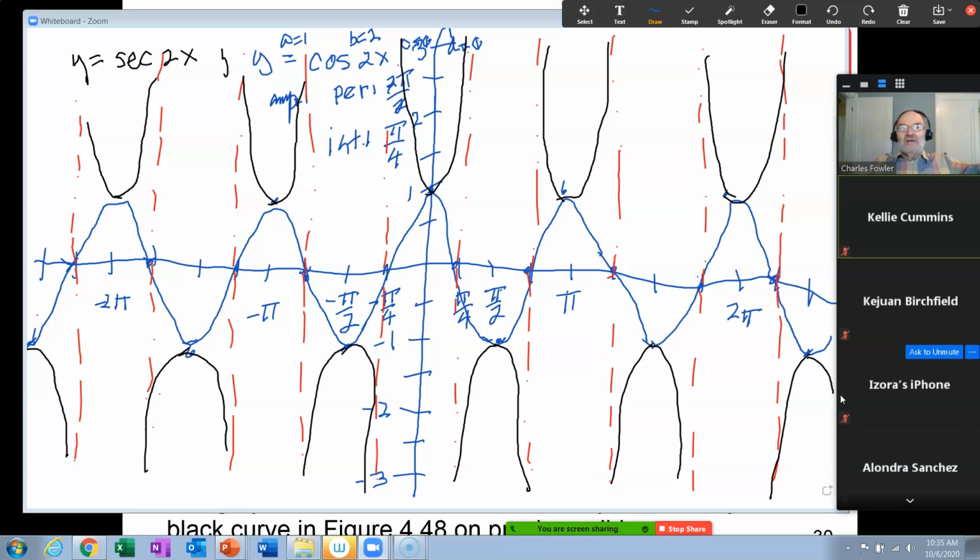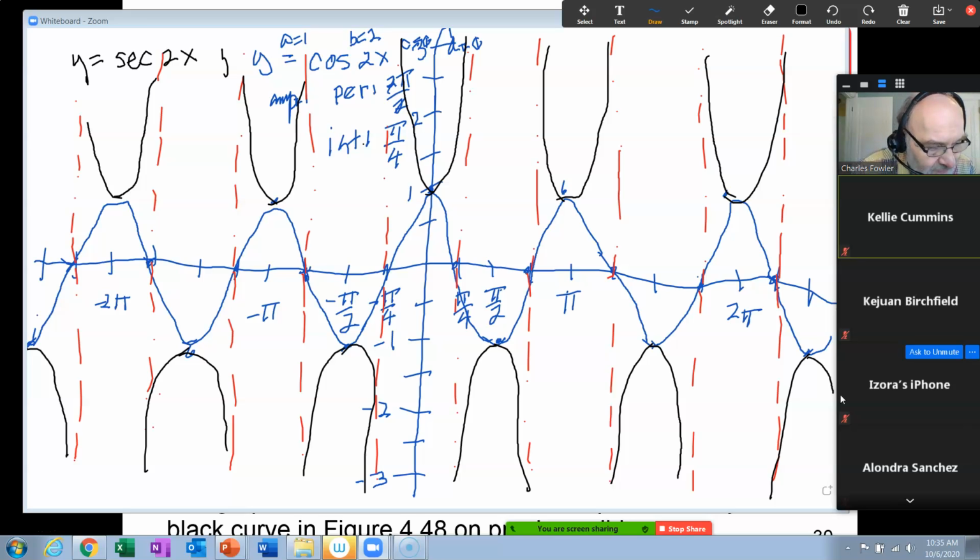2x is a horizontal shrink. Remember, whatever you're doing with x is in the opposite direction. Multiply by a big number, you make it tighter, a horizontal shrink. And that's why what would have been a 2 pi now is a pi for one period. Any questions on that? So that is our example 5.